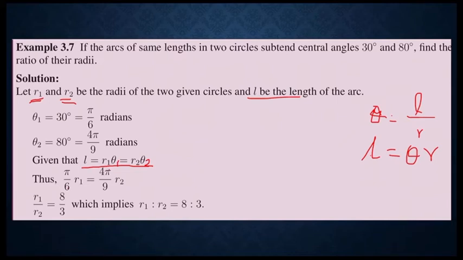Now, we have to find the ratio between the radius. So, R1 by R2. Pi and pi will get cancelled, isn't it? So, 2 3s are 6 and 3 3s are 9. That implies R1 by R2 is equal to 4 into 2, 8 divided by 3. That implies R1 is to R2 is equal to 8 is to 3. This is how we have to find the ratio of their radius.